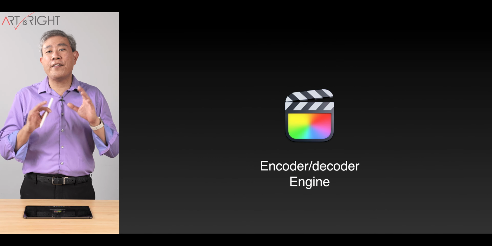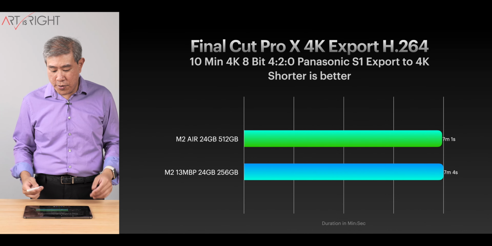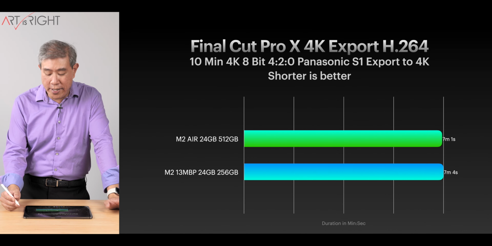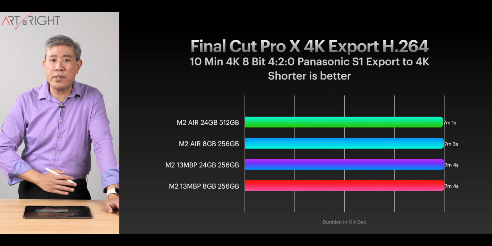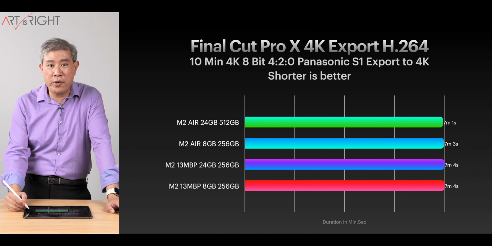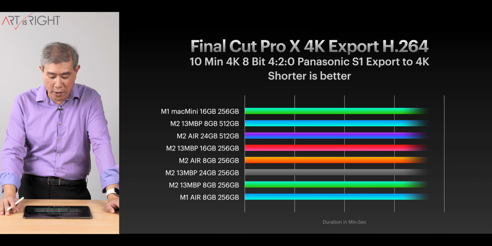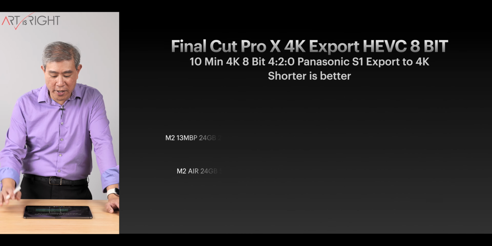Now let's have a look at Final Cut Pro, and this is the last one we're going to be looking at. So H.264 export is pretty much identical between these 24 gigabyte machines. When we add in the 8 gigabyte one, this is using the media encoder decoder engine. So it's performing pretty much about the same with only a few seconds apart, and this is what we would have expected it would do. So not that big of a difference there.